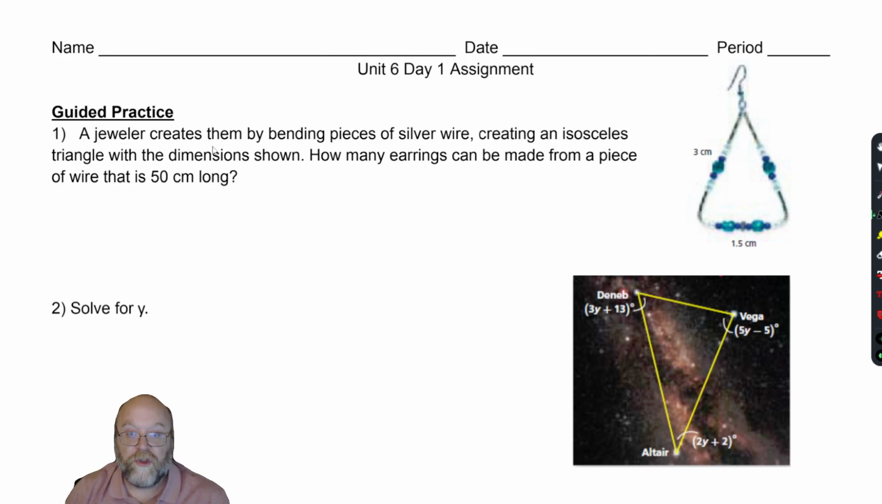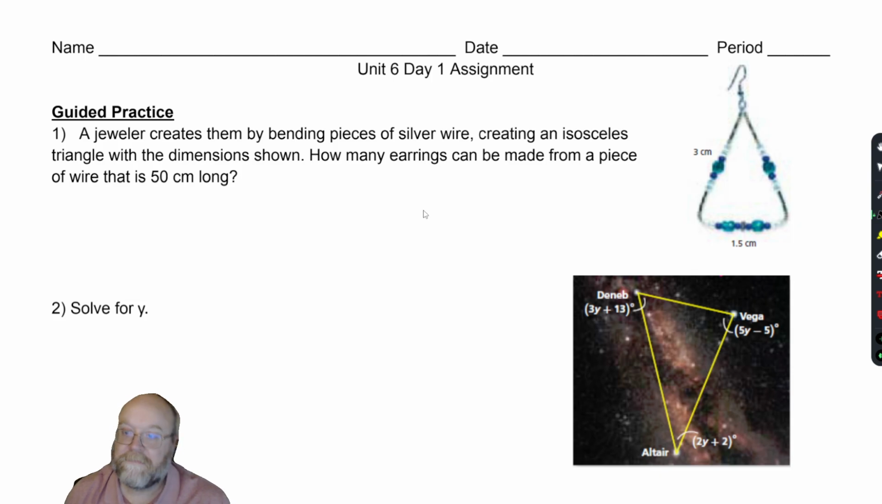Okay. A jeweler creates them by bending pieces of silver wire, creating an isosceles triangle with the dimensions shown. I guess them is implying these earrings. How many earrings can be made from a piece of wire that is 50 centimeters long? Jeez. Okay. So, in order to answer this question, I need to know how much wire I need per earring.